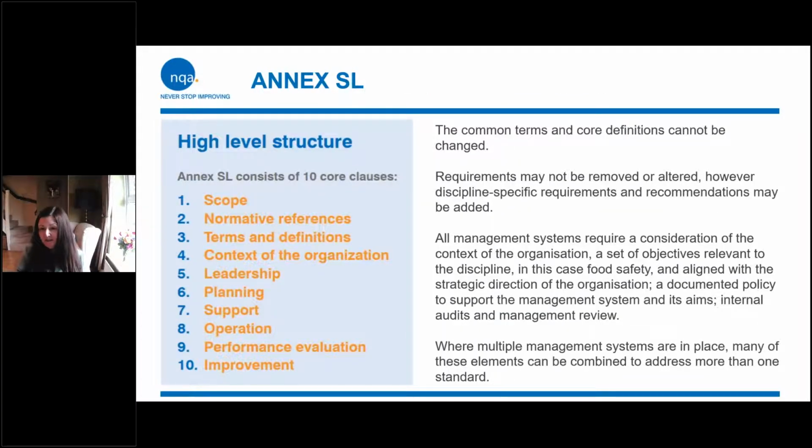The new standard adopts a high-level structure, which some people may be familiar with, such as in 9001, 14001. It's a core high-level structure that has common terms and definitions which cannot be changed. The food safety elements are incorporated into this high-level structure. This is particularly good when you're implementing a number of management systems. So lots of elements can be combined to address more than one standard.